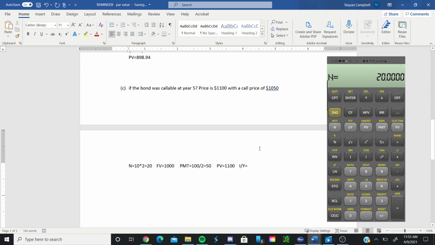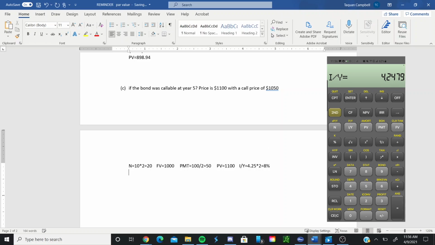So 20 for N, 1,000 for FV, 50 for payment, 1,100, and don't forget to put the negative when entering PV, so negative 1,100 PV, enter, compute IY, and we should have a yield of 4 point, you can round it up to 5%, and then always remember to times that back by 2. Since it's in semi-annual format, you want to bring it back to an annual basis. So this should equal 8%.